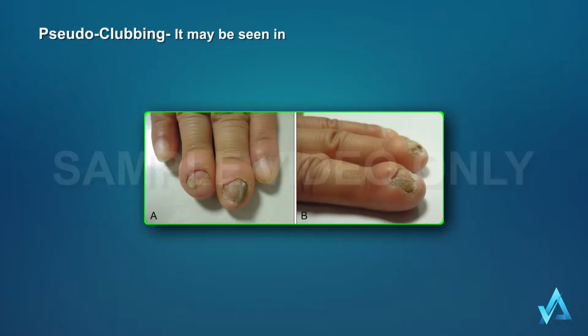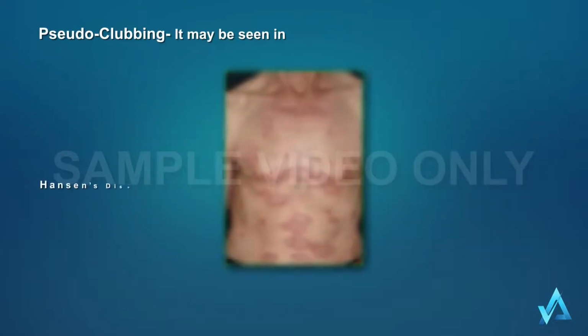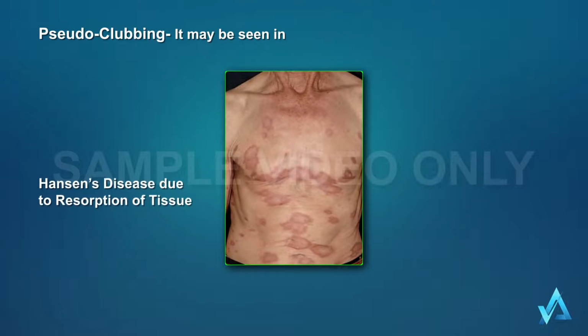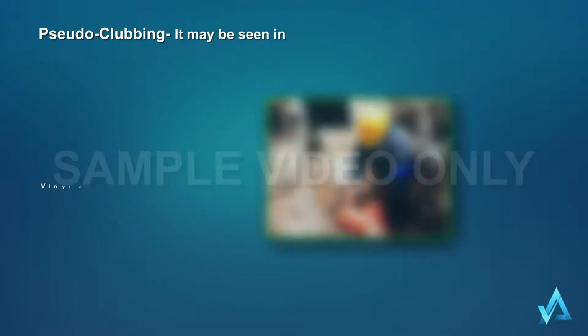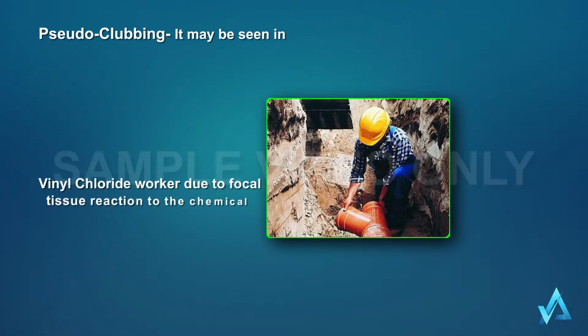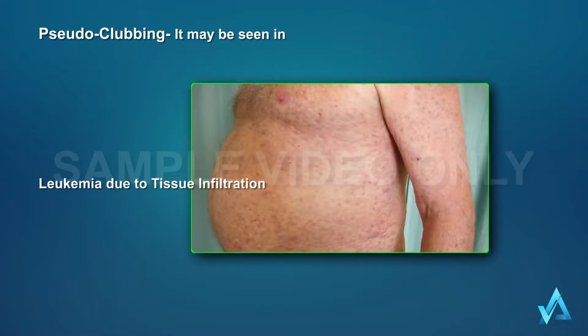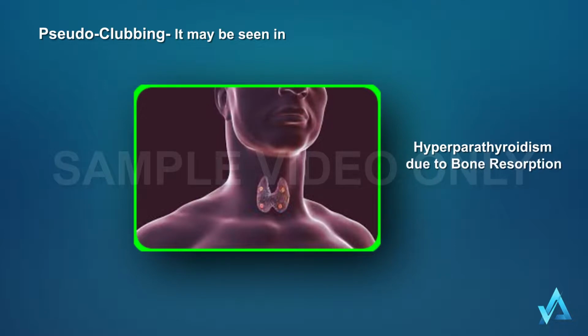Pseudoclubbing. It may be seen in Hansen's disease due to resorption of tissue, vinyl chloride workers due to the focal tissue reaction to the chemical, leukemia due to tissue infiltration, hyperparathyroidism due to bone resorption.